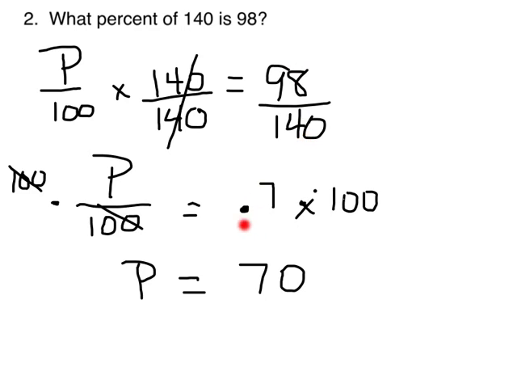When I reduced it, it came out to 0.7. When I multiply both sides by 100, 0.7 times 100, we move the decimal 2 places to the right, and that equals 70. So 70 is 70% of 98.